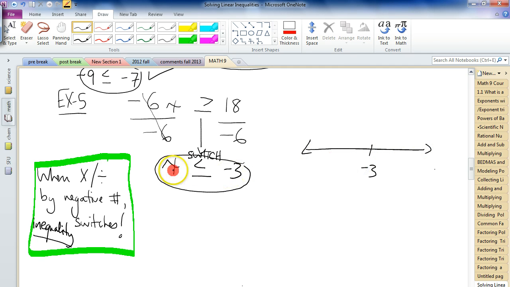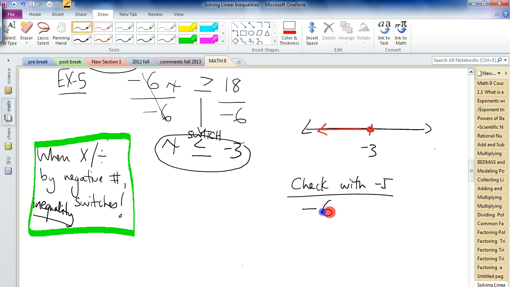Negative 3. It's because it's equal to. It's x is less than or equal to negative 3. That means we would use a solid dot, and anywhere along that direction. And then we do the check. Anything less than negative 3. Let's pick negative 5. So let's check with negative 5.